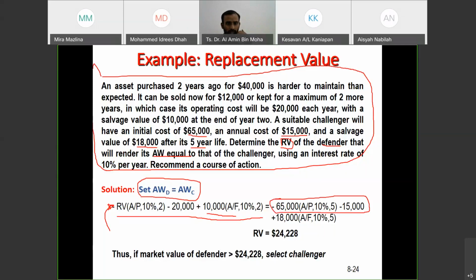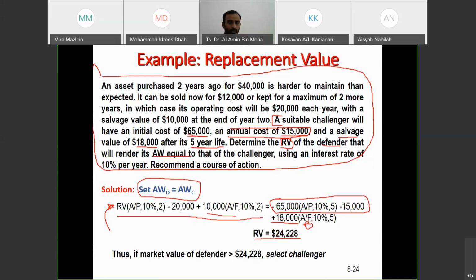So the challenger's information is from here: initial cost of 65,000, so we consider this as a P, and then minus 15,000. It's already in A, the annual cost. And plus 18,000 salvage value, meaning when we sell it after 5 years. After 5, so it's a future value, and you need to transform it, shift it to the A. If you solve this, you're going to get RV of 24,228.